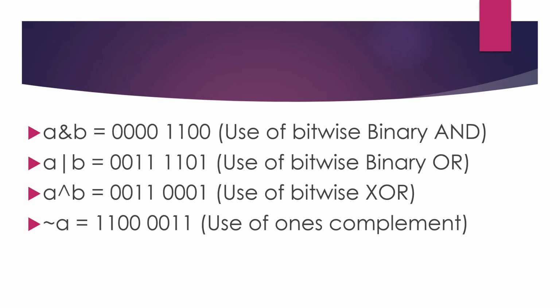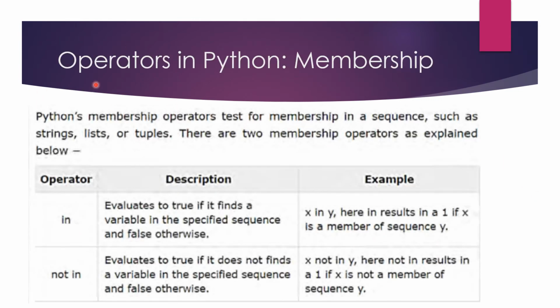So let's move forward. This is the use of bitwise binary AND, this is the use of bitwise binary OR, this is the use of bitwise XOR, and this is the use of ones complement. You can go through this. Next.